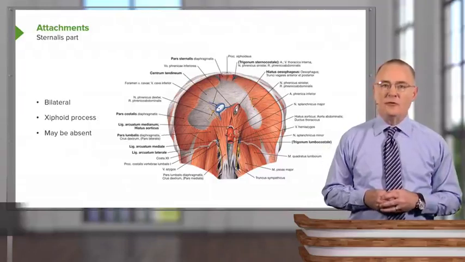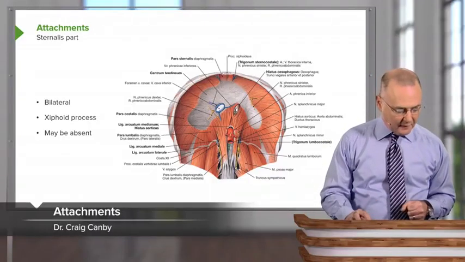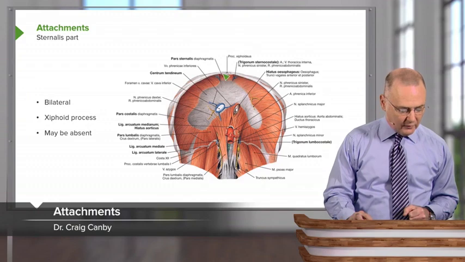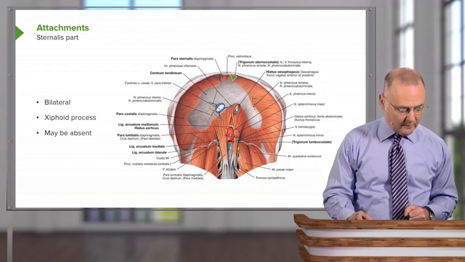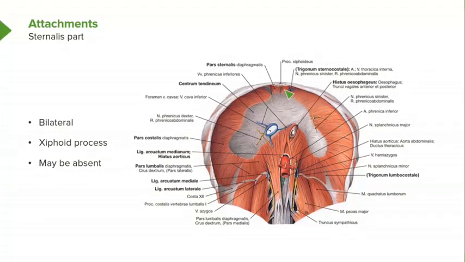The sternalis part specifically is shown here when we start to look at these parts individually. It's bilateral, and so you have a little bit of intervening space here. It's attaching to the xiphoid process, one of the three bony elements that constitute the sternum. The sternalis portion in some individuals may be absent.